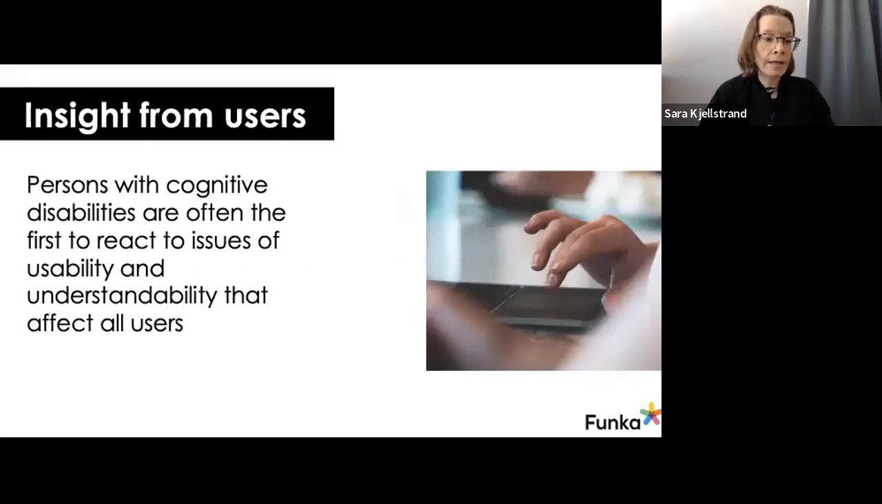So one of the key insights that we saw in the recent study is that persons with cognitive disabilities are often the first to react to issues of usability and understandability that affect all users. And this has to do with the thing that we saw on consequences, meaning that a person without a cognitive disability will try to find a workaround, whereas a person who is more sensitive to an overload of information will say, stop, I don't understand this, you have to do something about it straight away.